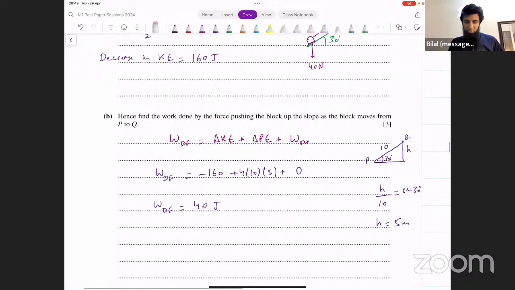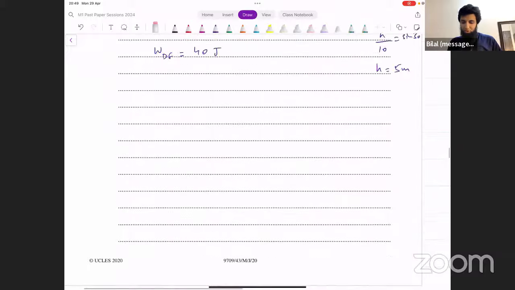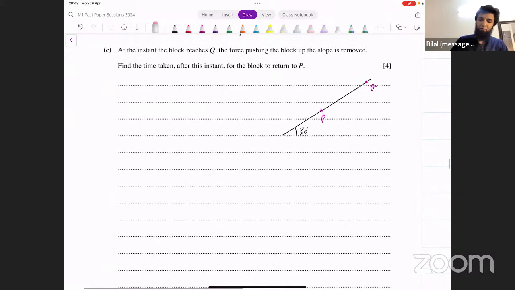And is it still a smooth surface? Yeah, it's a smooth surface. How much time does it take for the block to return to this point P? Now, what do we know about the distance from Q to P? About the journey from Q to P? We know that this distance is 10 meters.